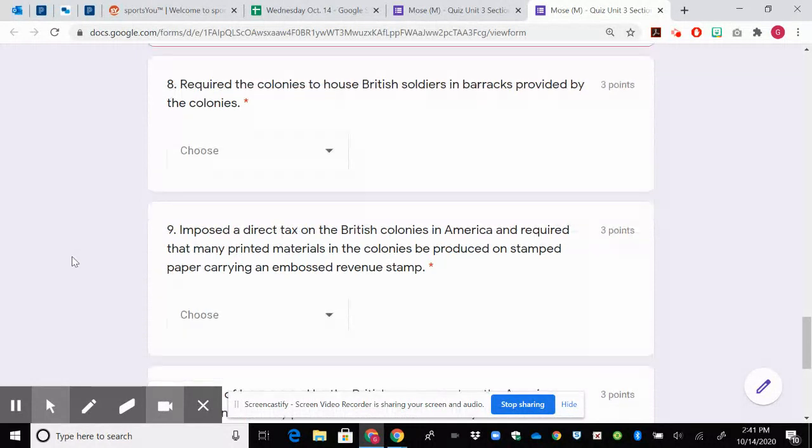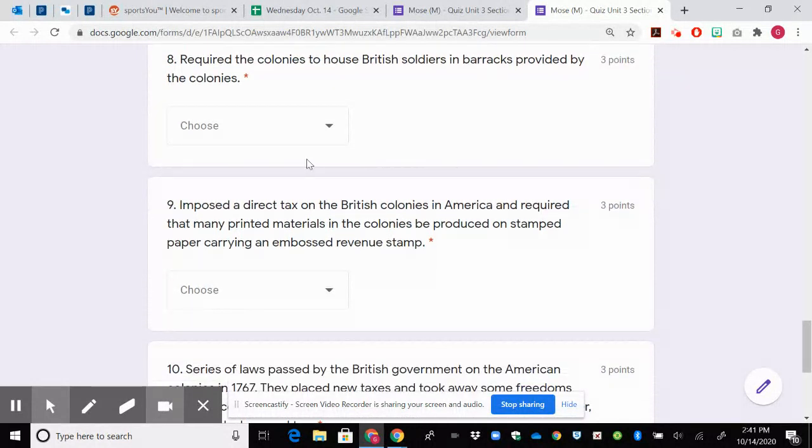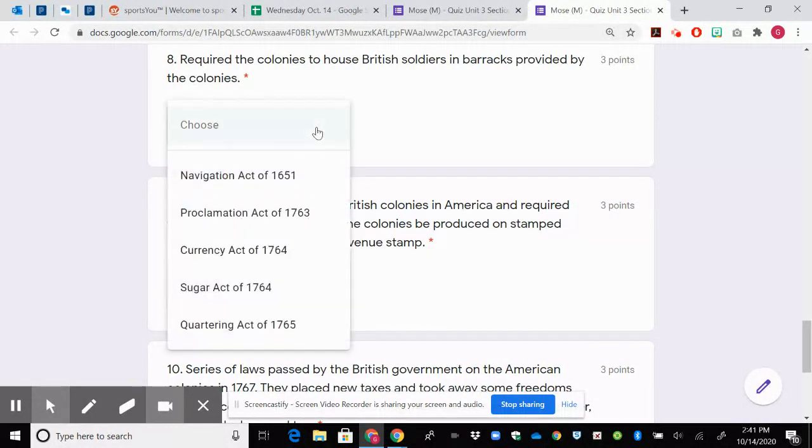Number 8, this required the colonies to house British soldiers in barracks provided by the colonies. So this would force someone to house British soldiers in your house. Okay? Navigation Act, Proclamation Act, Currency Act, Sugar Act, or Quartering Act.